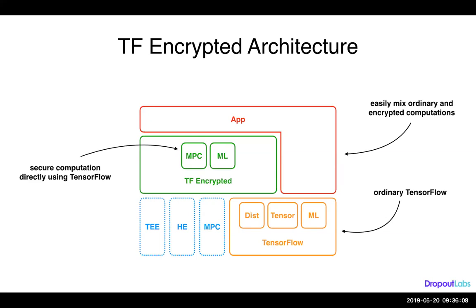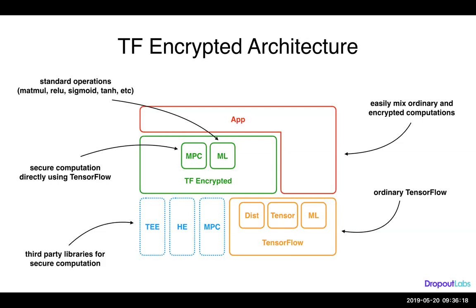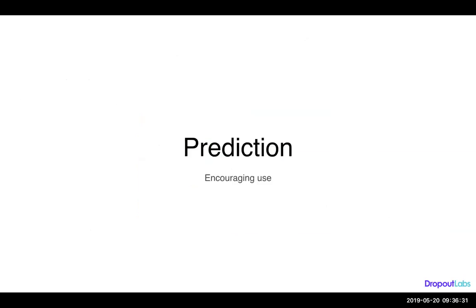Then we have TF Encrypted over here, where we're using some of these secure computation protocols we just saw. We have various operations that you typically find, so matmuls, ReLUs, sigmoids, and so on. And then in the future, at least, we want to link to these third-party libraries that exist for other types of secure computation. I already talked about secret sharing for MPC, but there are also things like homomorphic encryption and secure enclaves and so on.